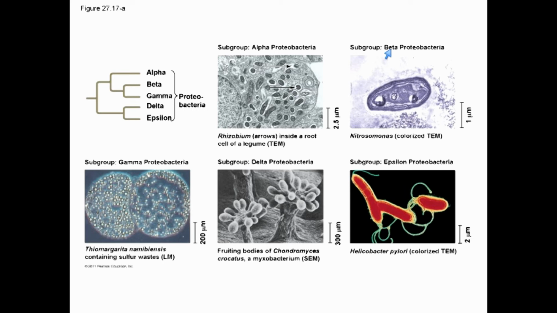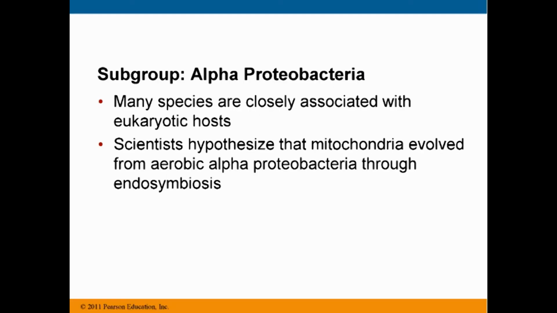Nitrosomonas is in beta. Delta is Chondromyces, which is a myxobacterium. Epsilon is Helicobacter pylori, and Helicobacter is the one that makes the ulcers in the digestive system. Thiomargarita, part of the gamma, and these can metabolize sulfur. Okay, so some characteristics of each.